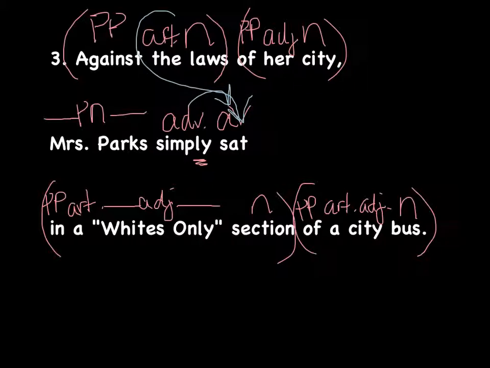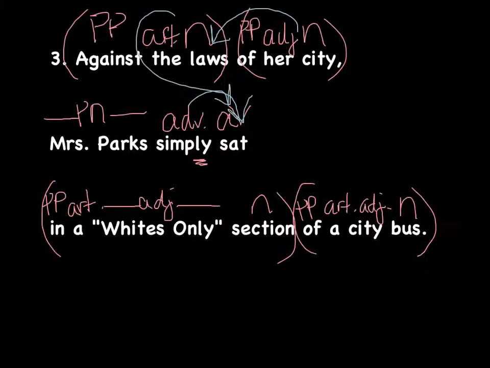Next, I'm going to look at of her city. The preposition of makes it very easy to find the modifier because of usually links to the noun that comes right before it. Here that's also true. If I said, what laws, then I could answer with the laws of her city. The prepositional phrase of her city answers the question, what laws? So I know that it modifies this noun, which is acting as the object of the preposition in the prepositional phrase right before it.